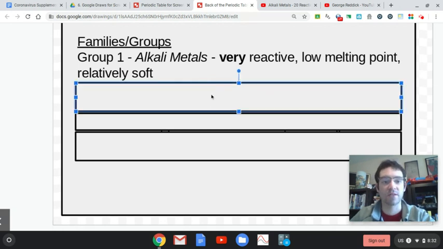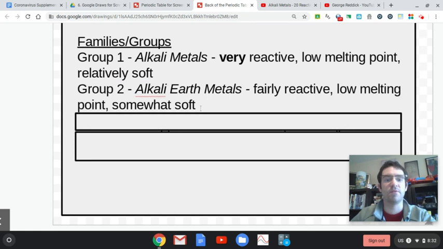Group 2 is actually not totally dissimilar. Instead of very reactive, they're fairly reactive. So group 2, the alkali earth metals, are fairly reactive. Again, they have a low melting point, and they're somewhat soft, although I think on average they're a little less soft than the group 1 metals.